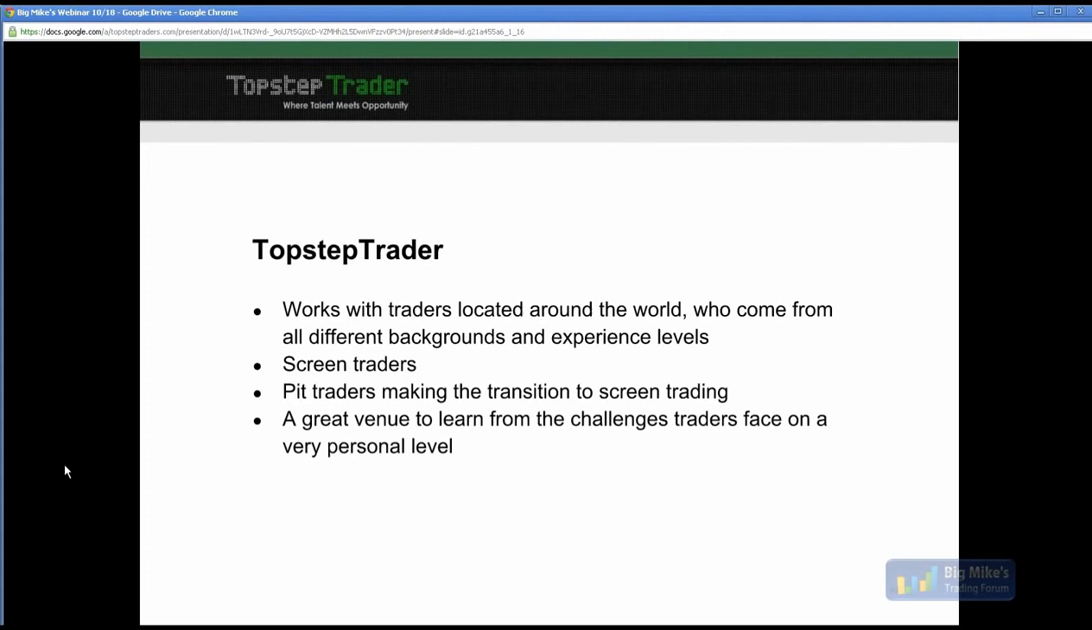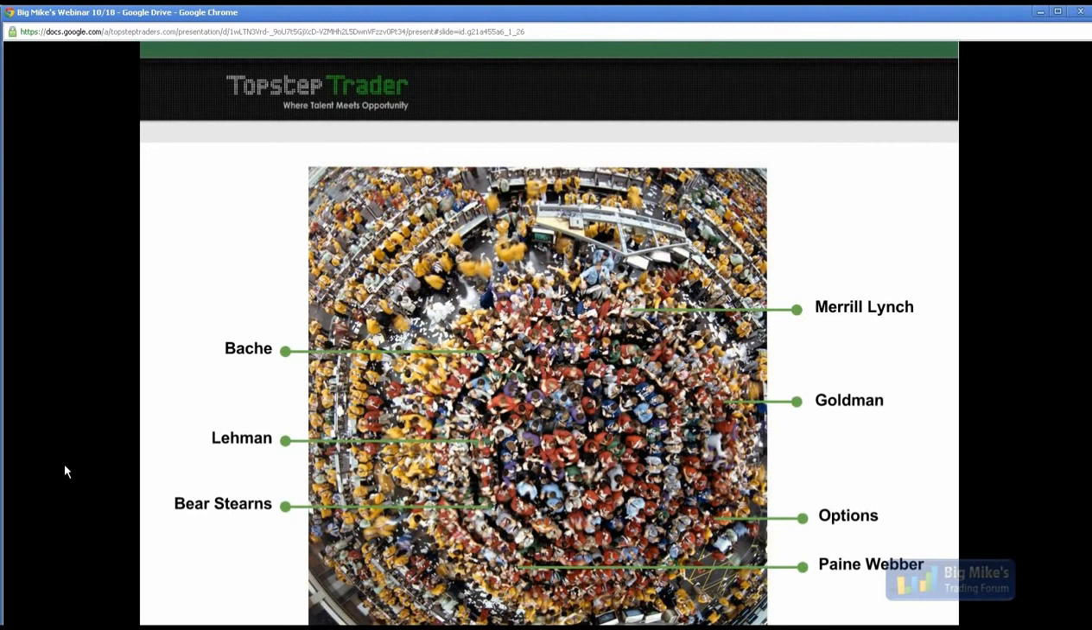We're going to take a look here at the pit. This is the S&P pit picture from above, probably pretty close to its heyday, nice and packed. A lot of people in there.